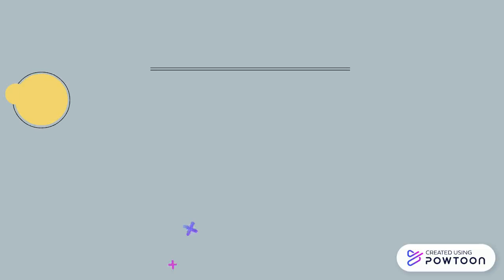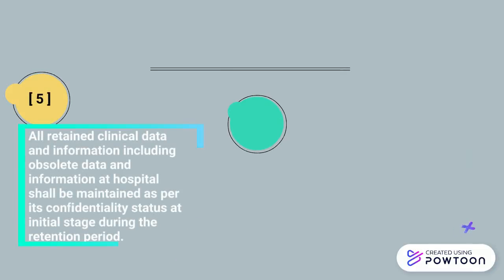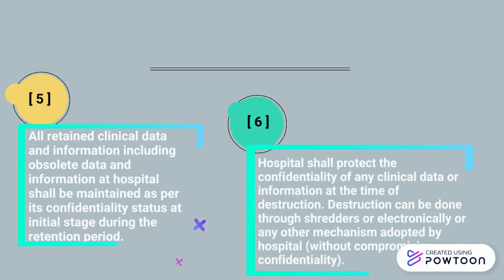Obtained clinical data and information shall be maintained as per its confidentiality status. Hospital shall protect the confidentiality of any clinical data or information at the time of destruction. Destruction can be done electronically or by any other mechanism without compromising confidentiality.